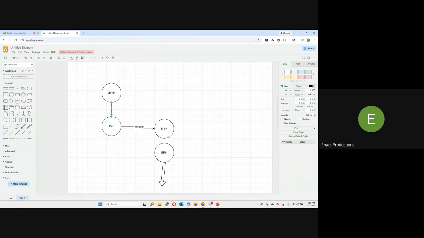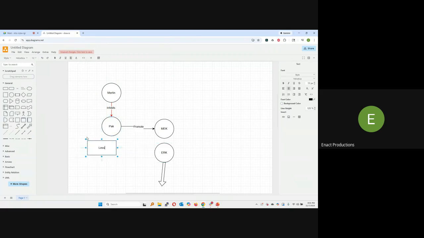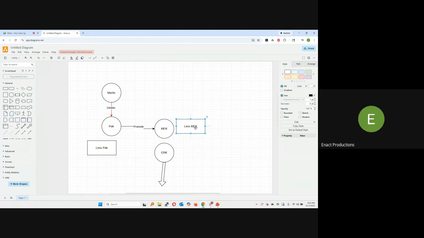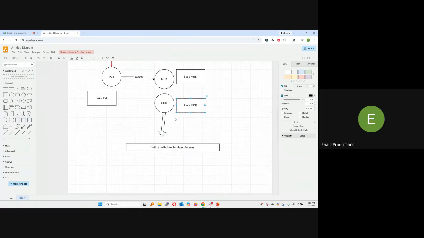So let me see what I can do here. We're going to make this one red and say inhibits, right? So if Merlin is triggered, you see if you can follow the logic. Merlin is triggered, there is less PAC. And if there's less PAC, then there is less MEK, right? Does that make sense so far? Yeah, it does. Thank you. Okay. And then, therefore, the downstream stuff, less ERK, less that.